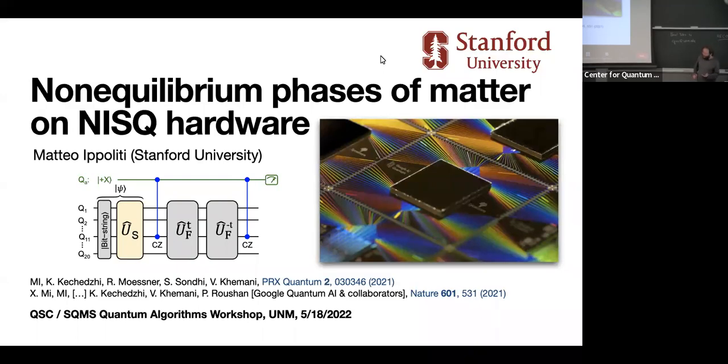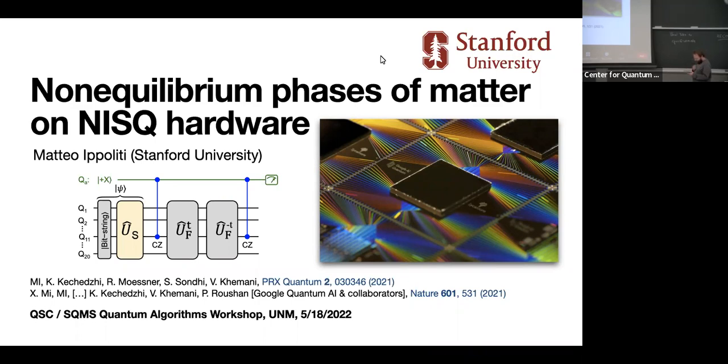Take it away, Norm. So we're doing the NISQ algorithm section, and we have Matteo, I'm going to butcher his last name, actually I'll skip it, who is a postdoctoral researcher at Stanford, who's going to be talking about non-equilibrium physics of matter on NISQ hardware.